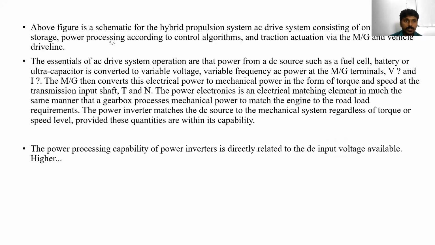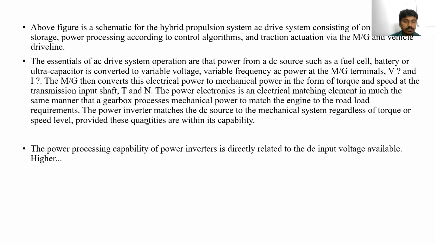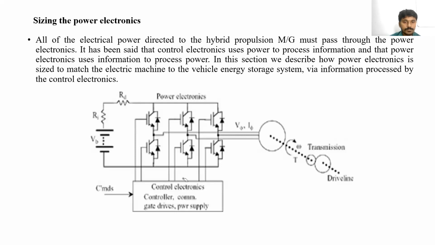Next, the above figure is a schematic diagram for the hybrid propulsion system. Hybrid propulsion system, AC drive system consisting of an onboard energy storage, power processing according to control algorithm, and traction actuation via the motor, generator, and vehicle driveline. So already we have discussed, this motor or generator set is operated through the power electronic converter from the battery, and it will operate through the controlling circuit.